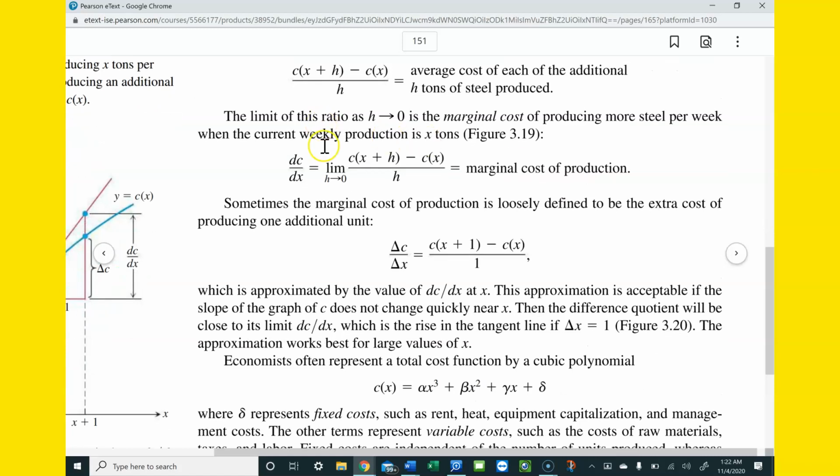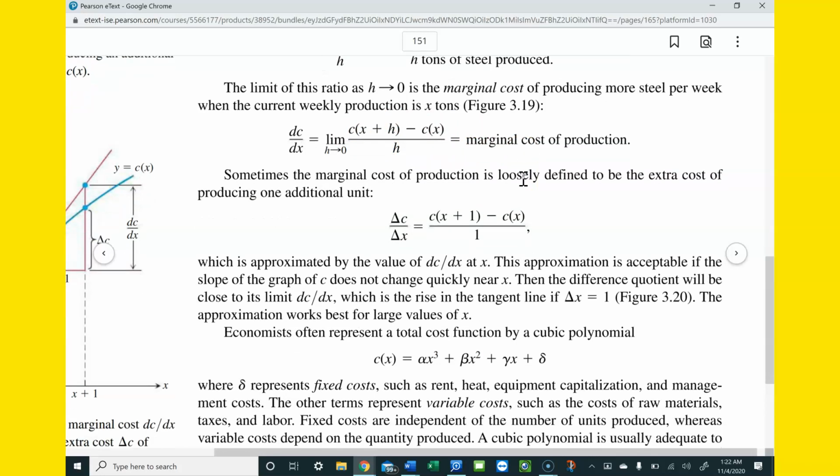But if you put a limit on it, then it's no longer an average cost. It is now a marginal cost. It is finding the instantaneous rate of change if you just change how much product you're producing by just a tad bit.